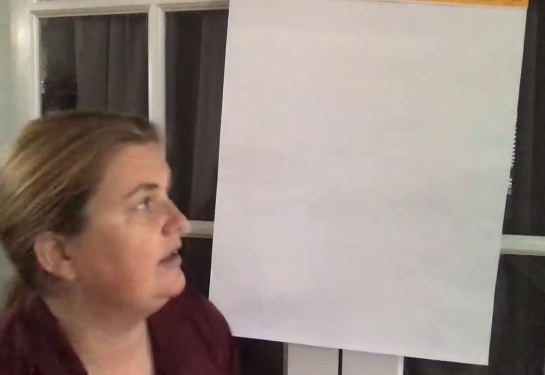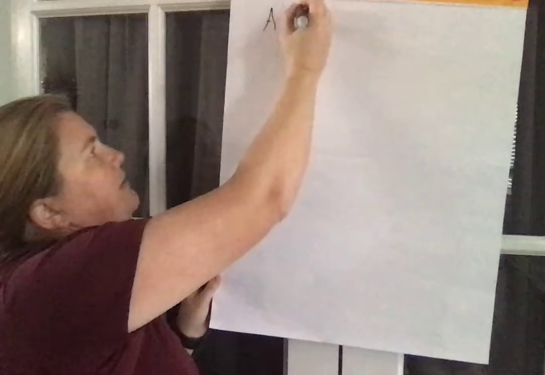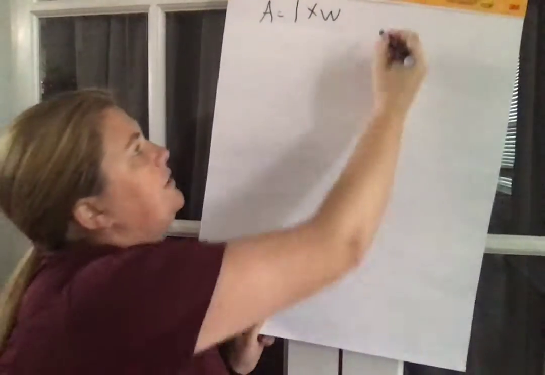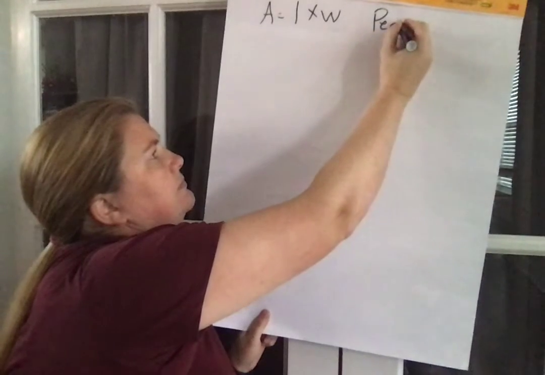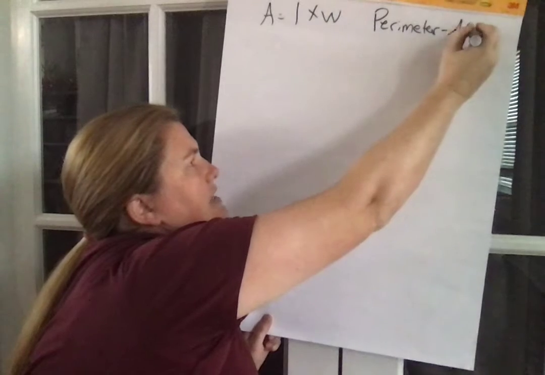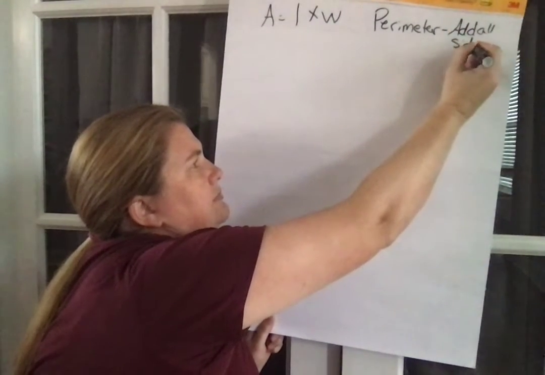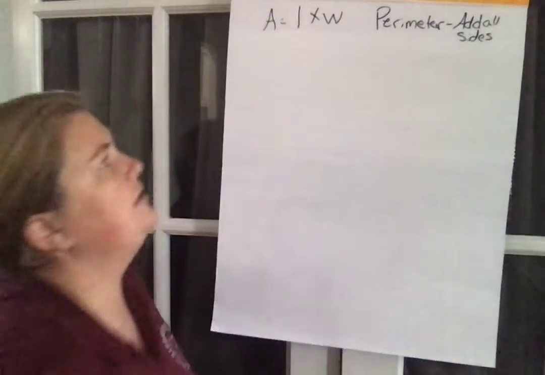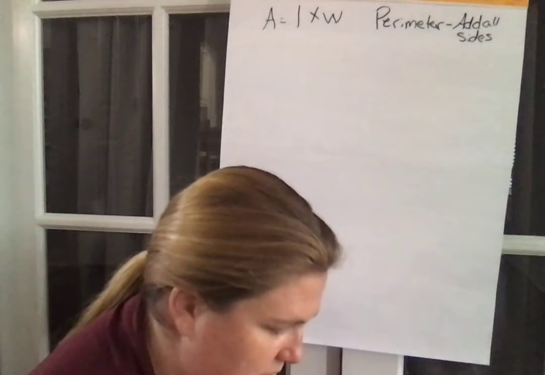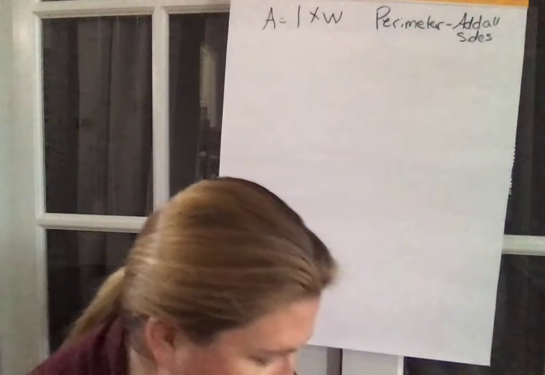Now remember area, let's remind ourselves real quick. Area is where we do length times width. And perimeter, we're going to add all sides. Okay, so there is a difference between how we do area and perimeter. All right, let's go on and work some of these problems. Let's look at page 311.